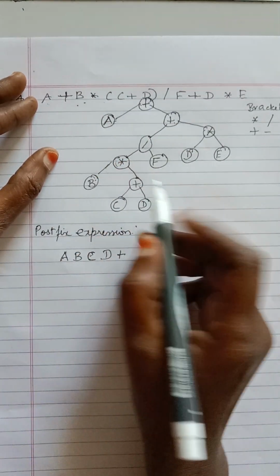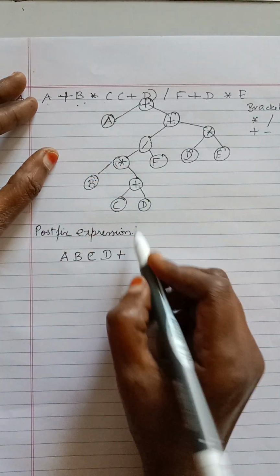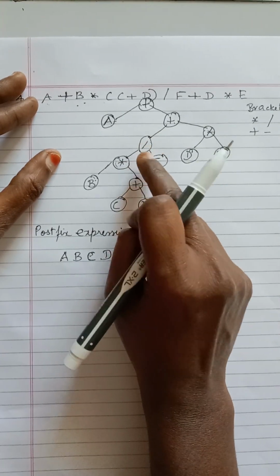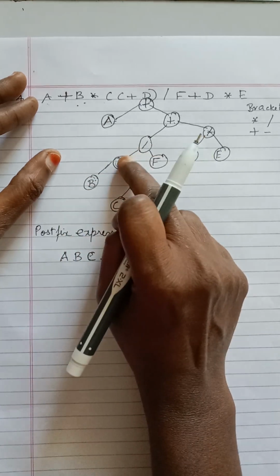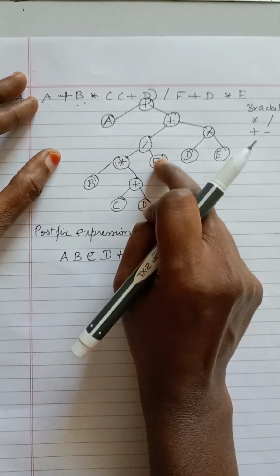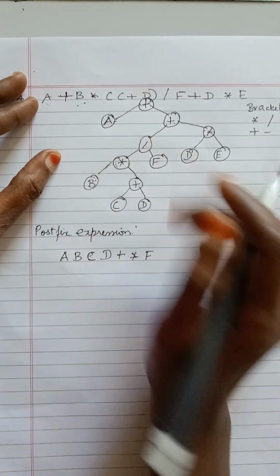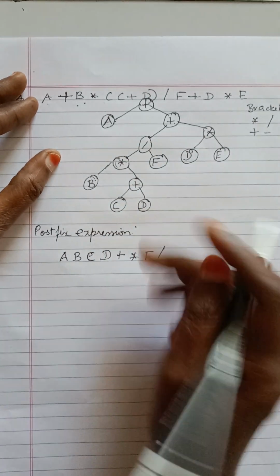Now we come to the root. So we have to write this star, which is the root. So star. Next we come to this root. Here we have completed the left subtree. Then we have to complete the right subtree. In the right subtree only F is there. So write F, and then we have to write the root. The root is the division, so write division.